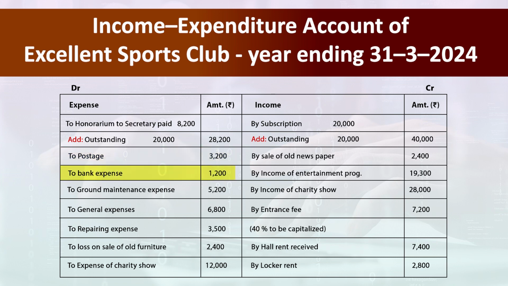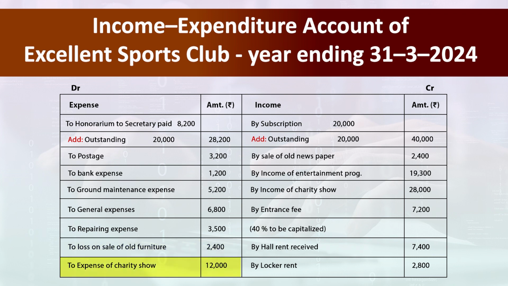Then there is bank expenses of rupees 1,200. After that, there is ground maintenance expense of rupees 5,200. The general expenses are recorded on the debit side and the amount is 6,800 rupees. The next expense is repairing expenses of rupees 3,500. The loss on sale of old furniture amounts to rupees 2,400.